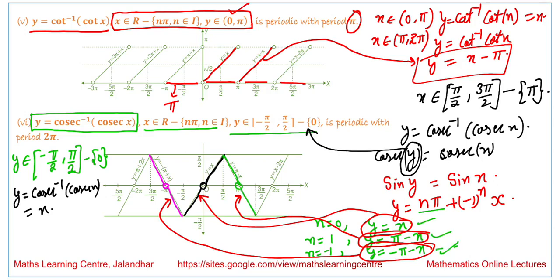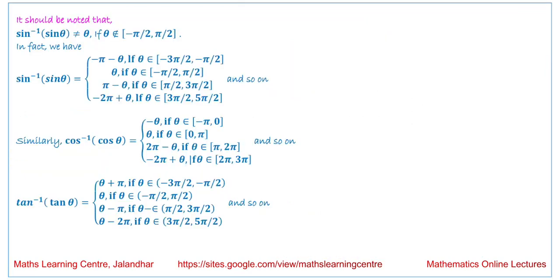If we go on substituting the values of n, we will obtain this graph in this form, and clearly this graph is periodic with period 2 pi. So this is the most general way to solve these kinds of problems. All these previous problems you can also solve in this form. So we are again explaining all these graphs with these formulas.